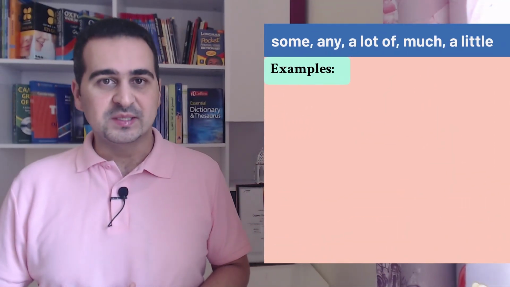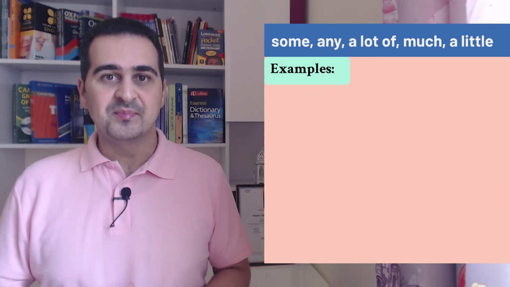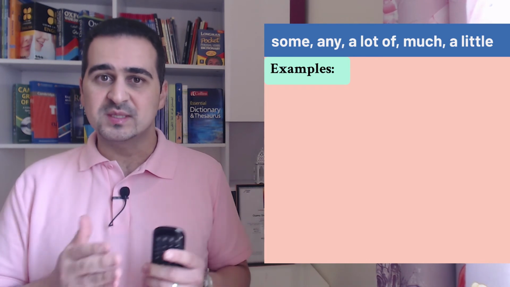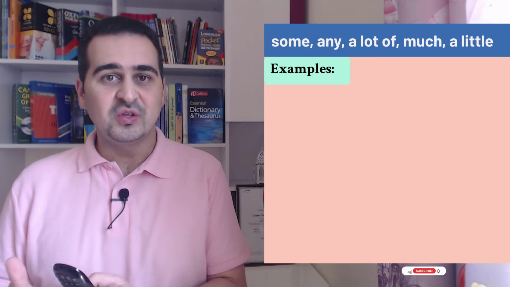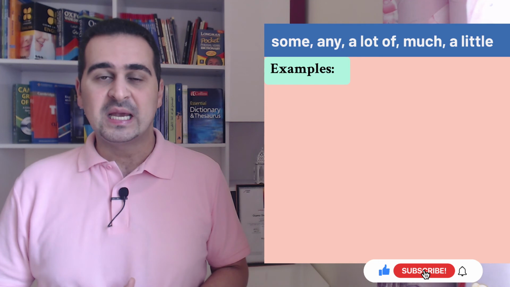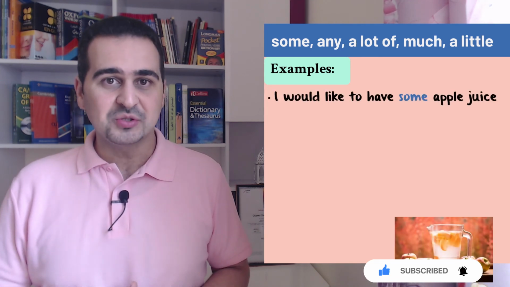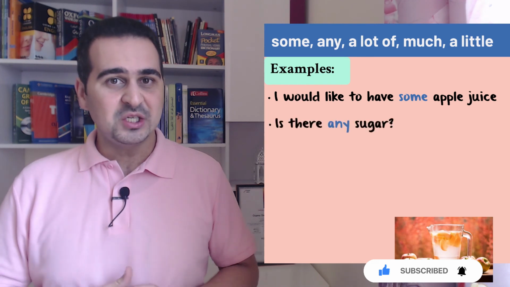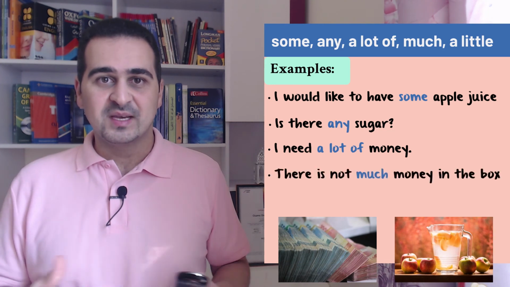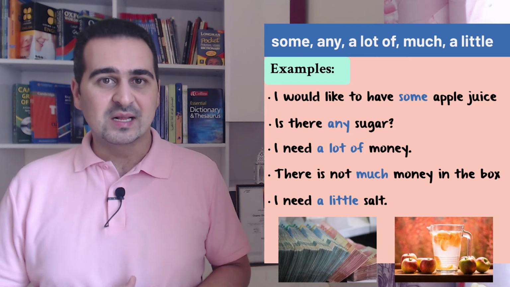Now, what about the quantifiers? With the uncountable nouns, we can use some, any, a lot of, but instead of many, I use much. And instead of a few, I can use a little to talk about a small amount. Let's take some examples. I'd like to have some apple juice. Is there any sugar? I need a lot of money. There isn't much money in the box. I need a little salt.